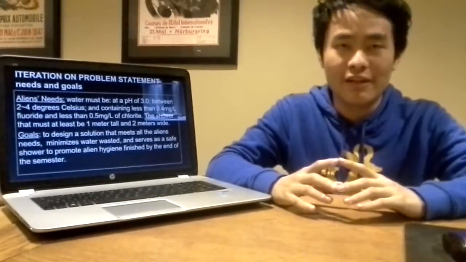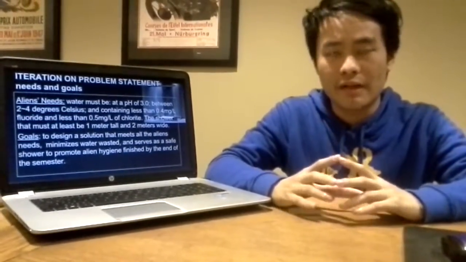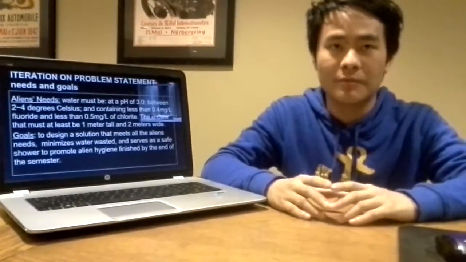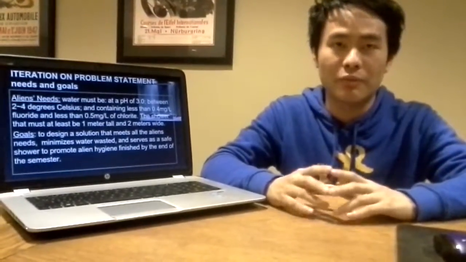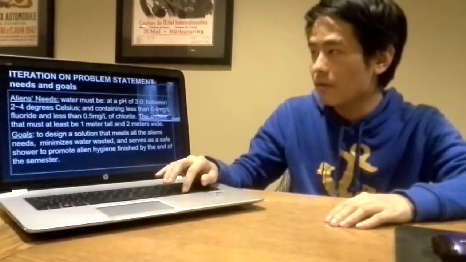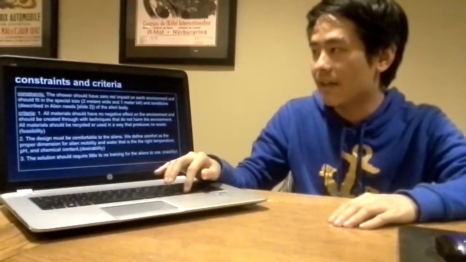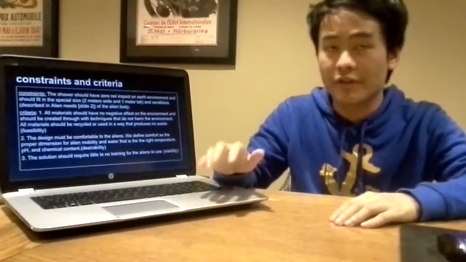That covers their needs. Now, for our goals, first of all, we have to produce a solution that can be used in an eco-friendly way to produce that kind of water for the aliens. The second goal is that we have to create shower rooms that can fit the aliens' special body size. So this is the story of the aliens, and next we're going to our constraints and criteria.